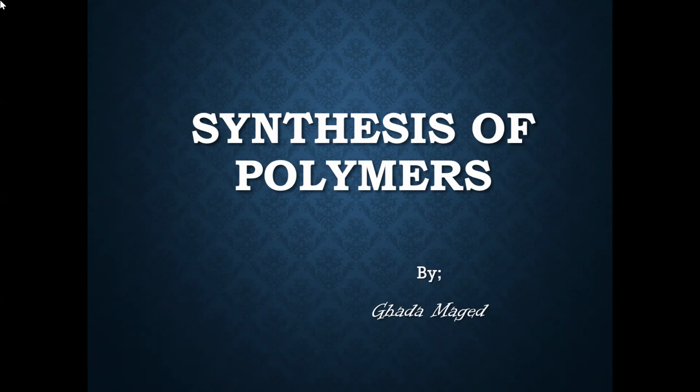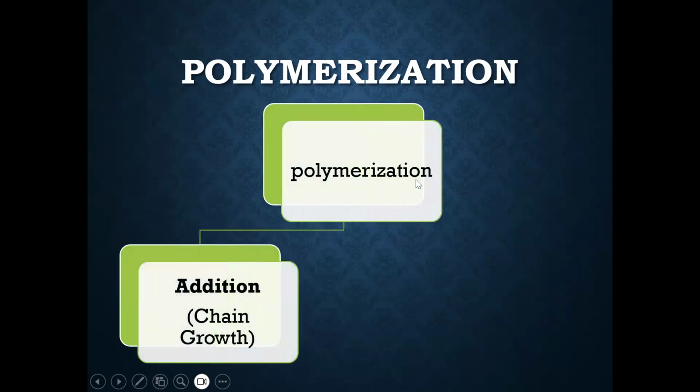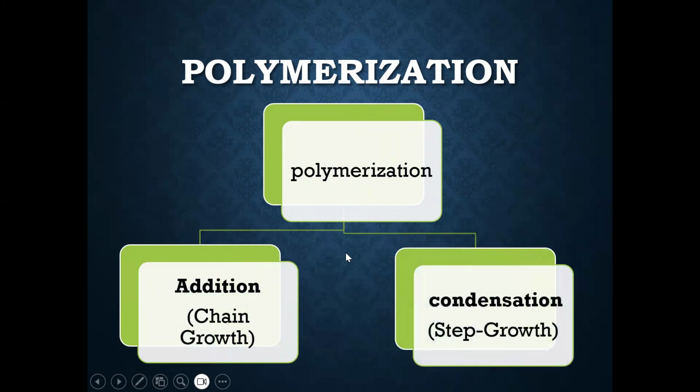Today I will explain the process of synthesis of polymers. Synthesis of polymers is a chemical reaction and its name is polymerization. So polymerization is the chemical reaction by which we get synthetic polymer from its monomers. Reaction is classified into addition or chain growth reaction, or condensation or step growth reaction.